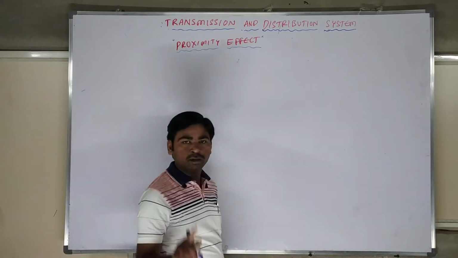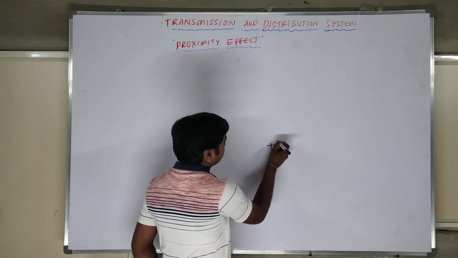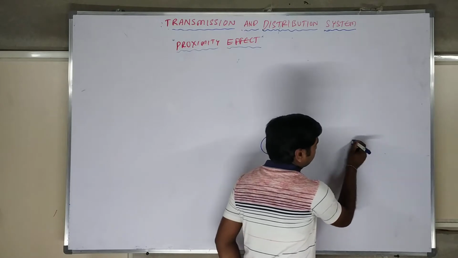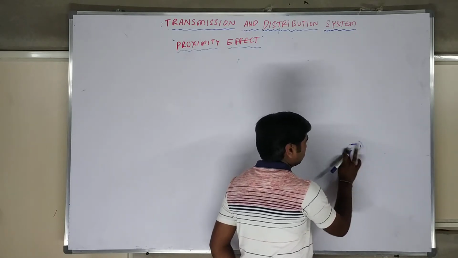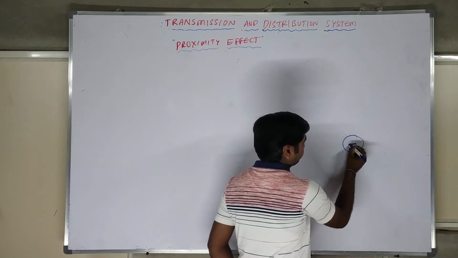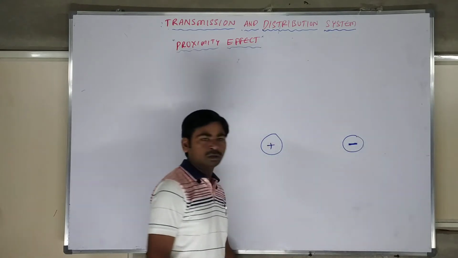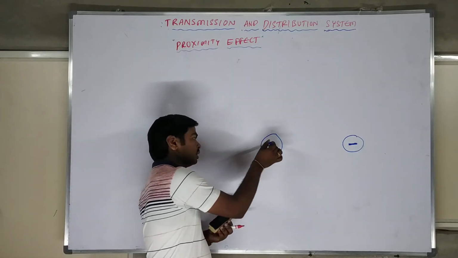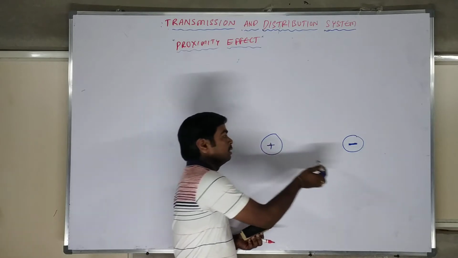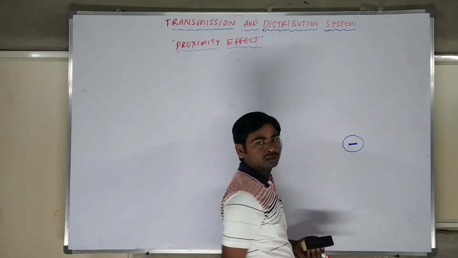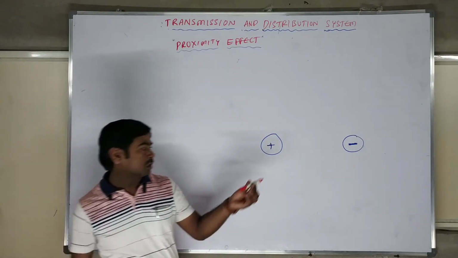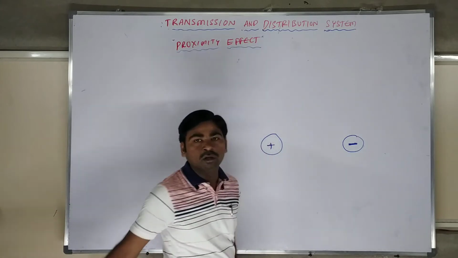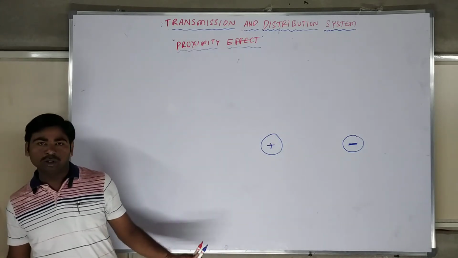Let us take one conductor, one positive conductor, and after that one negative conductor. In the positive conductor, the current should be going inside. In the negative conductor, the current will come in this direction. Current should enter and leave like this. It is just an example I am telling. I hope you are understanding. One positive conductor, one negative conductor, and the current keeps on going.